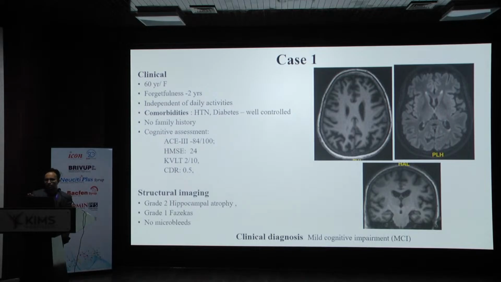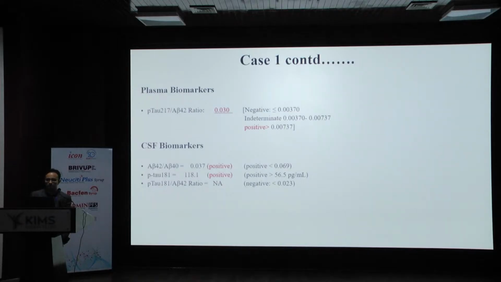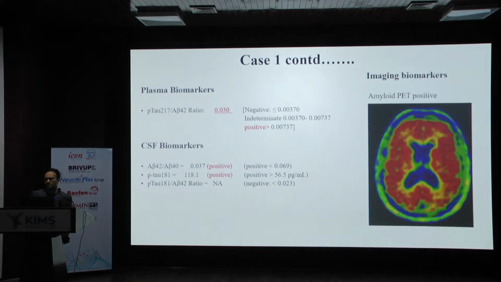This is mild cognitive impairment because the patient is independent in the daily activities of living. So we did the biomarkers for this patient, and it was quite elevated. Again, we used their cutoffs because we are still trying to generate our cutoffs. With their cutoffs, it's elevated. CSF biomarkers are also elevated, and then we did the amyloid imaging, which is positive.